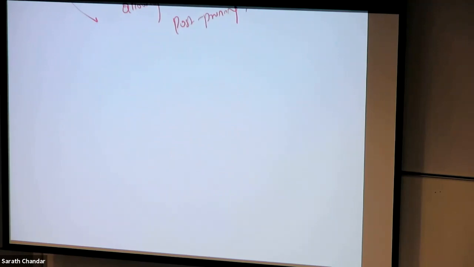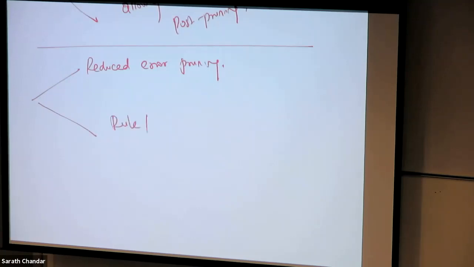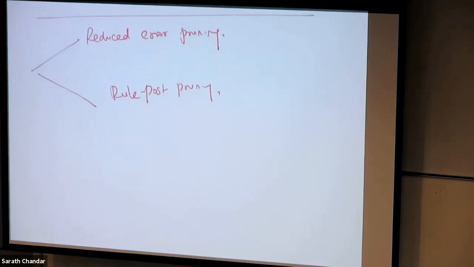Okay. So there are two possible ways for pruning. One is called reduced error pruning. And the other one is called rule post pruning. So now let's look at both the approaches. Let's talk about the idea of reduced error pruning. Now, let's say I have a hypothetical tree like this. It could be any test, binary, continuous, we don't care. So let's say I have a tree like this.